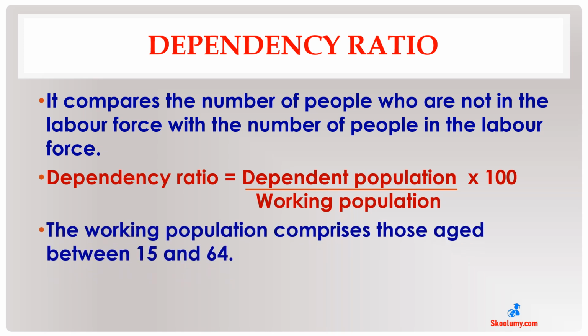What is dependency ratio? It is the ratio of the people who are not in the labor force to the working age population. The formula for calculating dependency ratio is dependent population divided by the working population times 100. The dependent population refers to those that are not part of the working population, and it comprises children 0 to 14 years and old people 65 years and above.